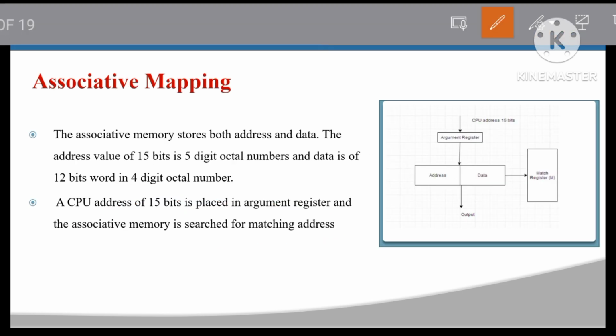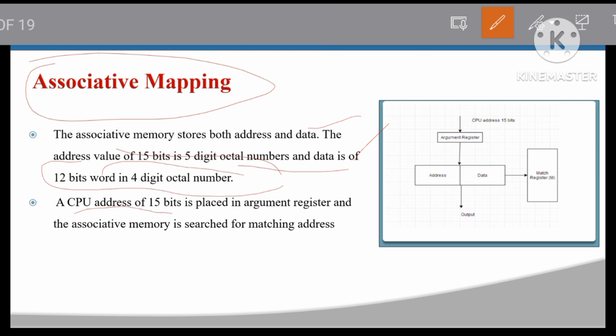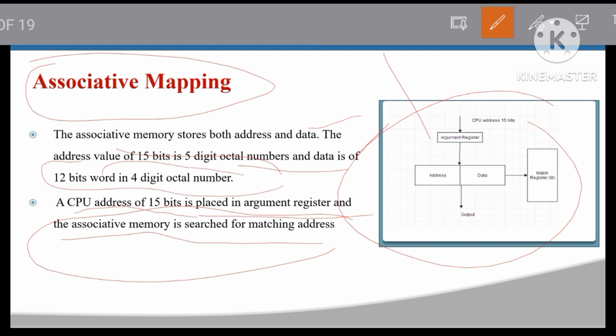Now let us see what associative mapping means. The associative memory stores both address and data. The address of 15 bits is a 5-digit octal number, and the data is 12 bits, a 4-digit octal number. A CPU address of 15 bits is placed in the argument register, and the associative memory is searched for a matching address. This is the block diagram for associative mapping. You can refer to the diagram and proceed with associative mapping.